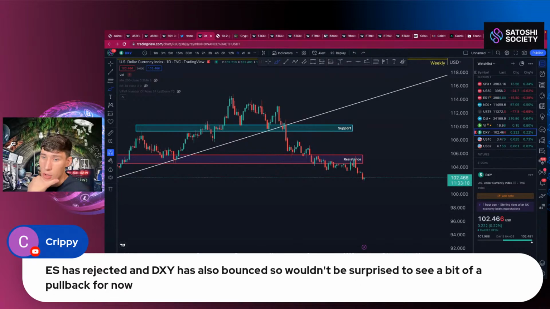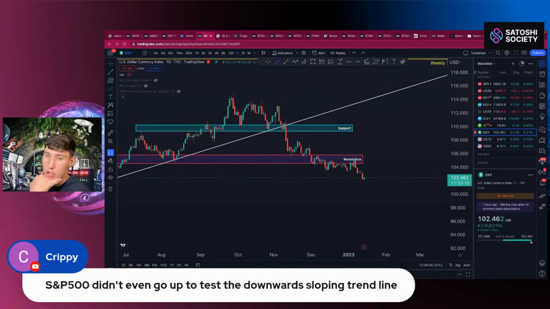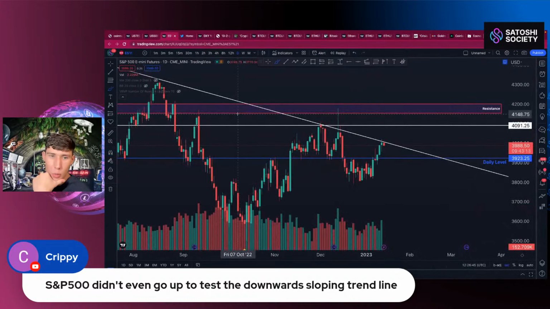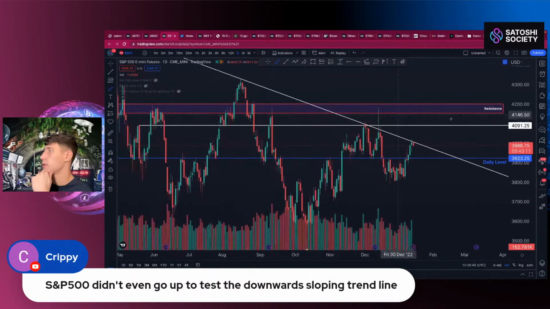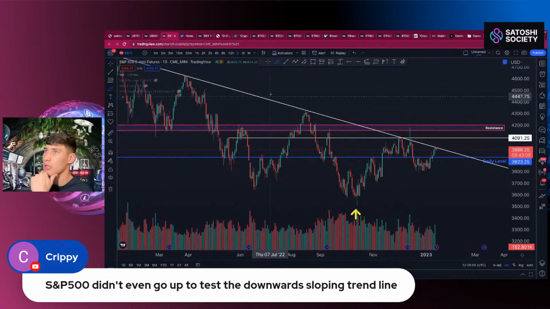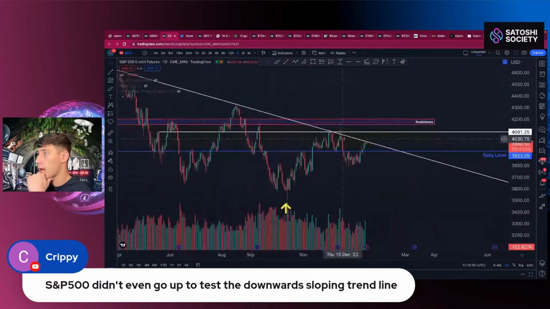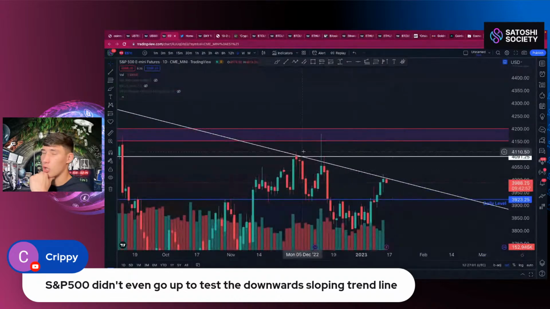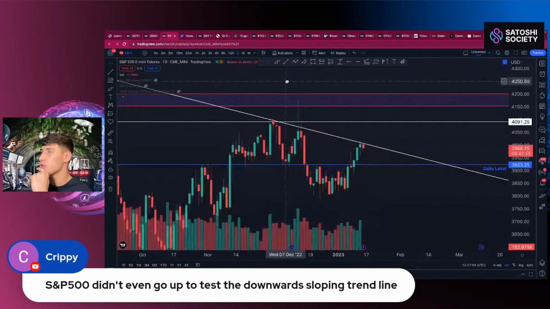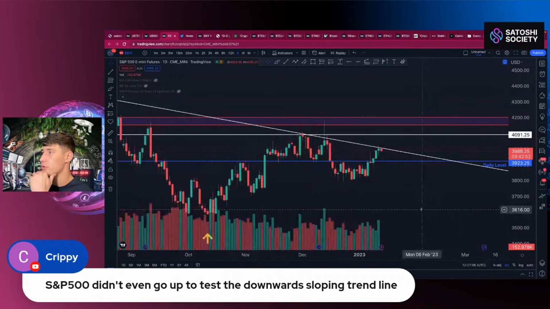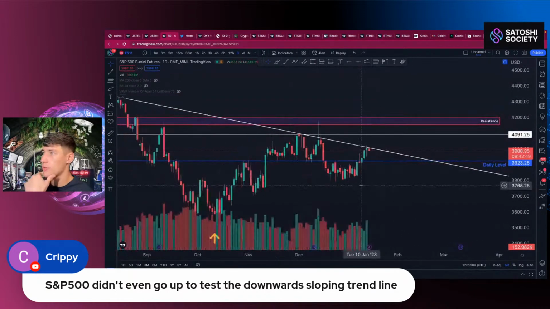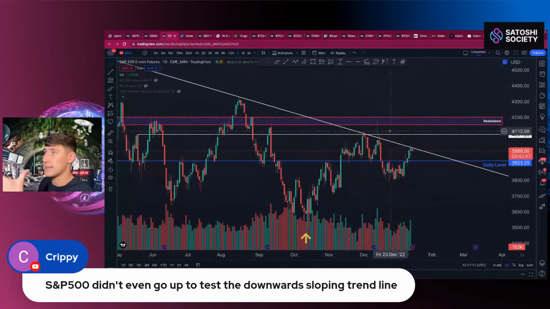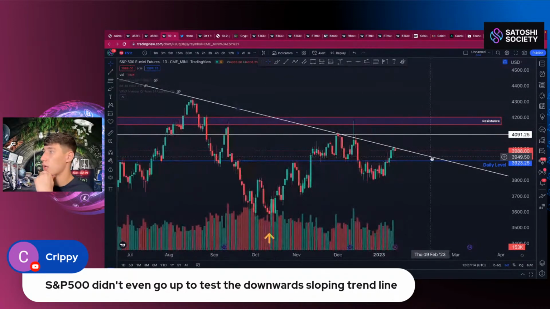S&P 500 didn't even go up to test the downward sloping trend line. I don't know if you're talking about this one here, Crippy, and I don't know what chart you're looking at. I'm looking at the S&P 500 E-mini futures, which is the ES1, and that did come and test this downtrending resistance level here. I don't know if on the normal S&P 500, the normal S&P 500 futures, or just the S&P itself, this trend line has been respected as it has been on the ES as well. It's over the course of 2022.